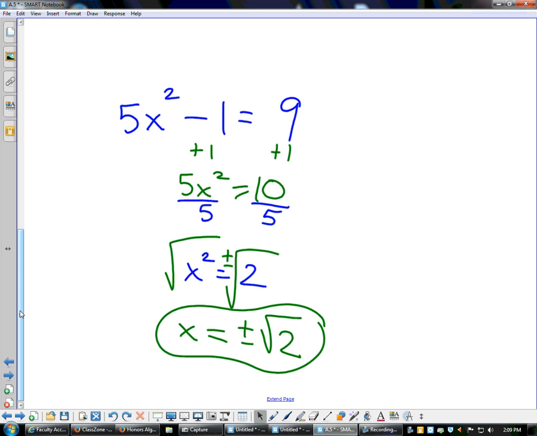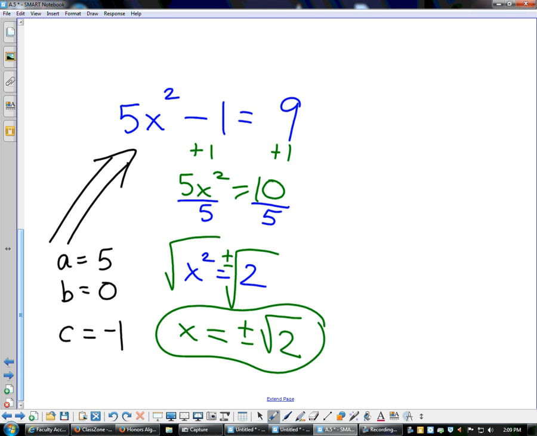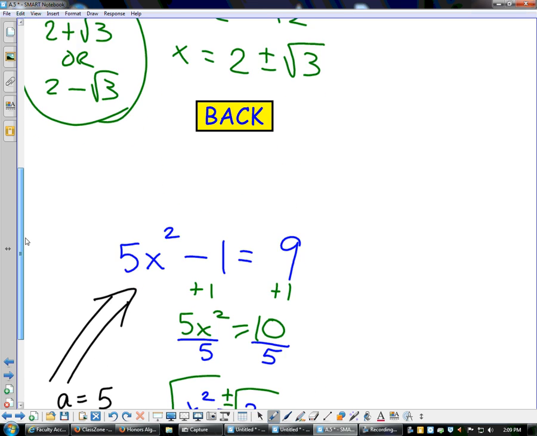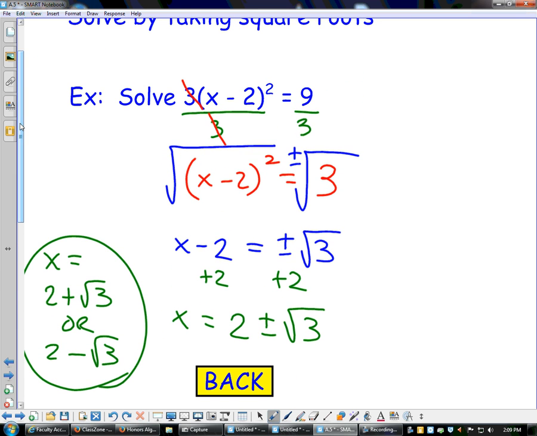So this situation here, just to point out why this one was good for taking square roots, it did not have a b term. A was equal to 5, b was equal to 0, and c was equal to negative 1 in our general form. So if b is equal to 0, solving by taking square roots makes a lot of sense. Or if it's already in some kind of factored form like this, where x minus 2 quantity squared, if you see a quantity squared like that, again, solving by taking square roots makes a lot of sense.